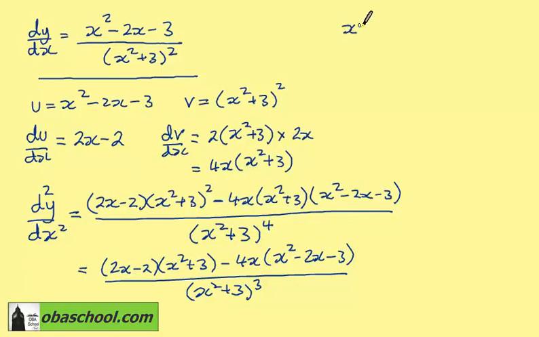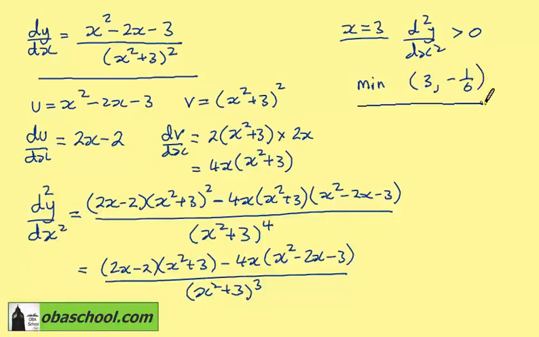Let's consider when x is 3. This will be positive, positive, and this will be 0. So the top is positive, the bottom is positive, and so d2y/dx squared is positive. That means we have a minimum at (3, minus 1/6).